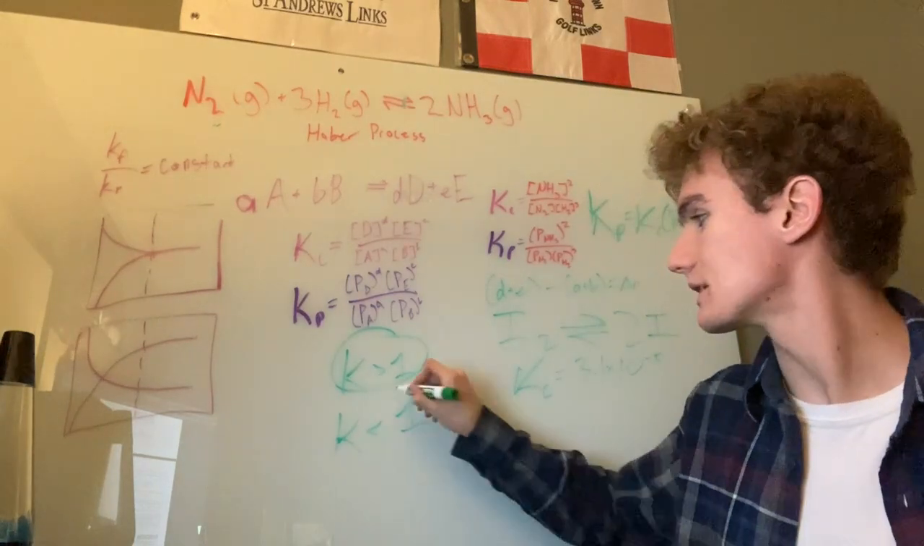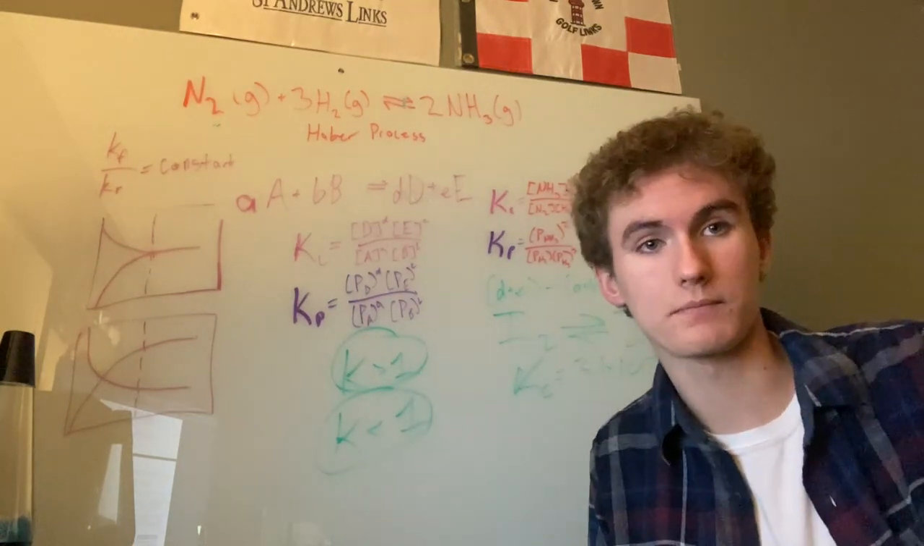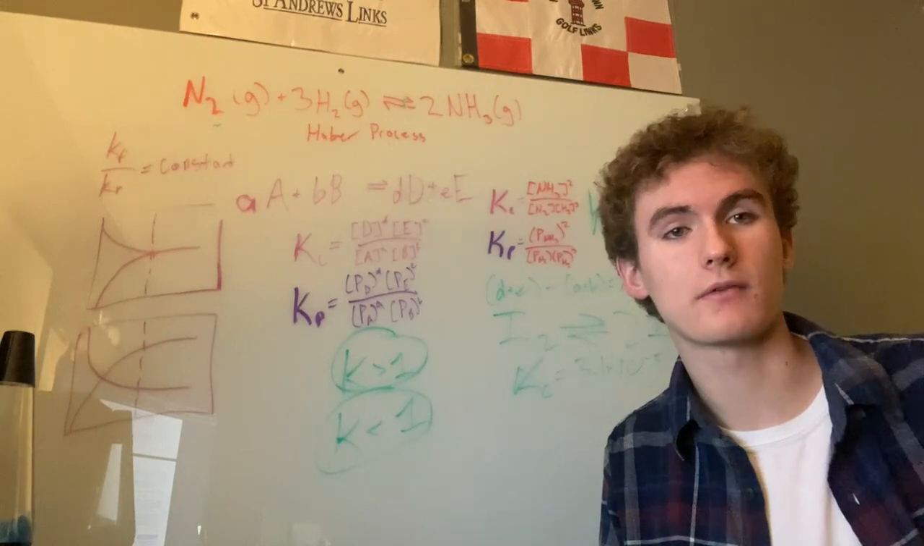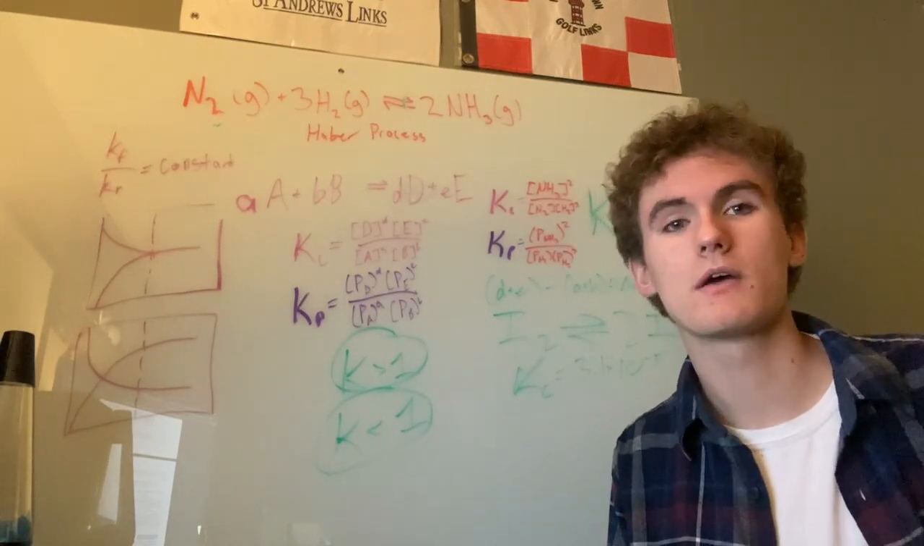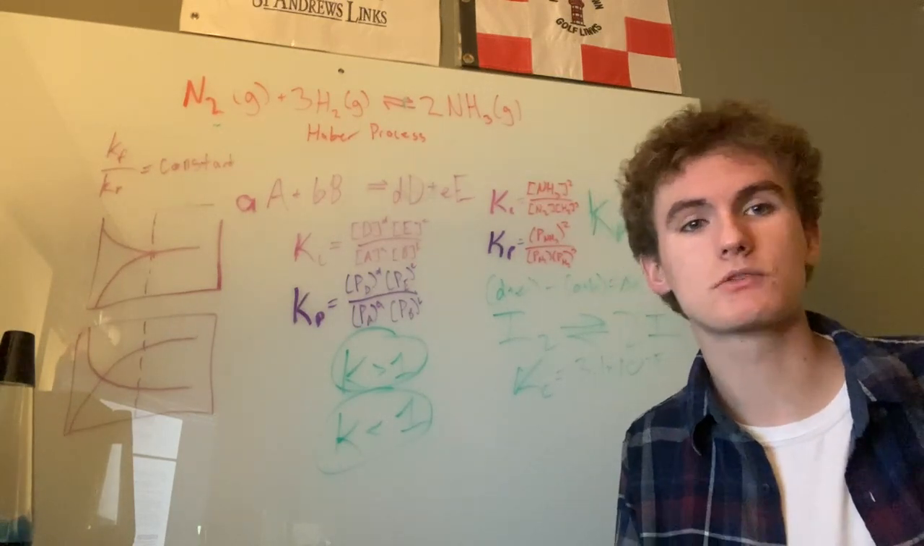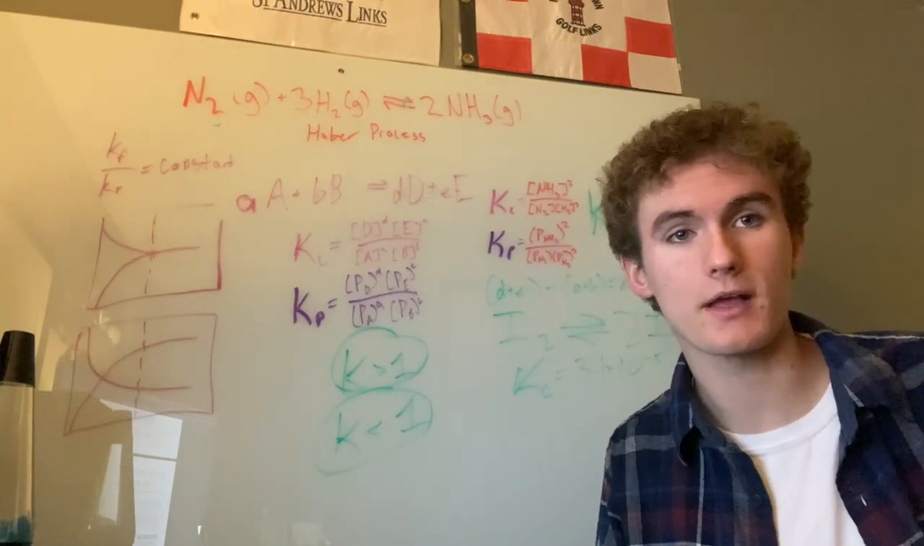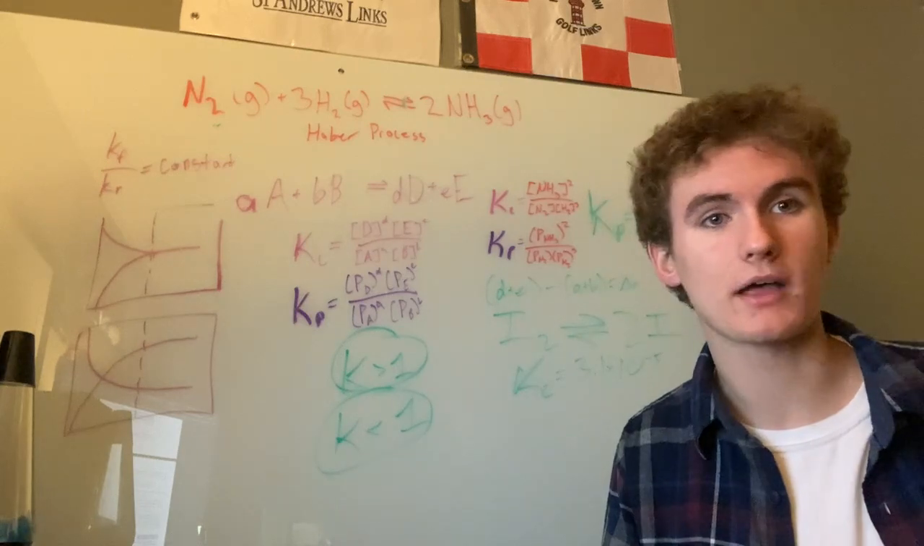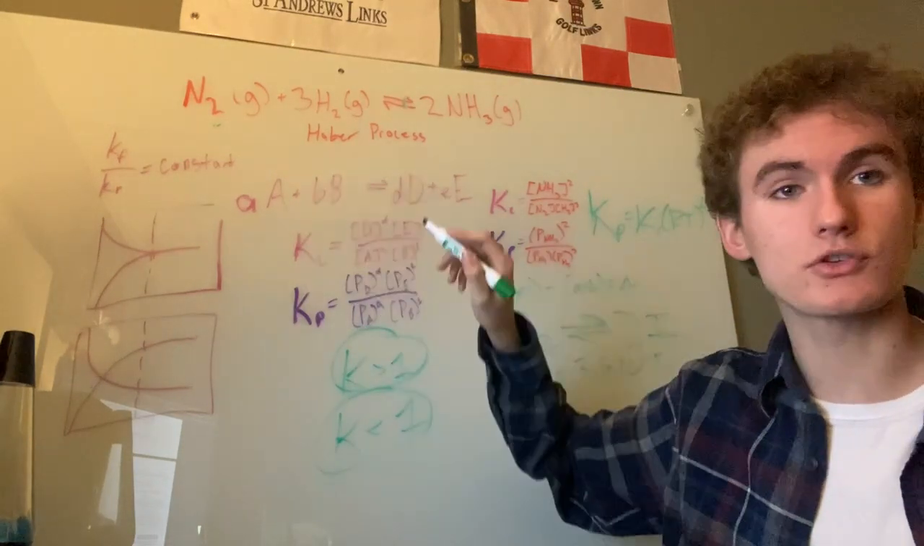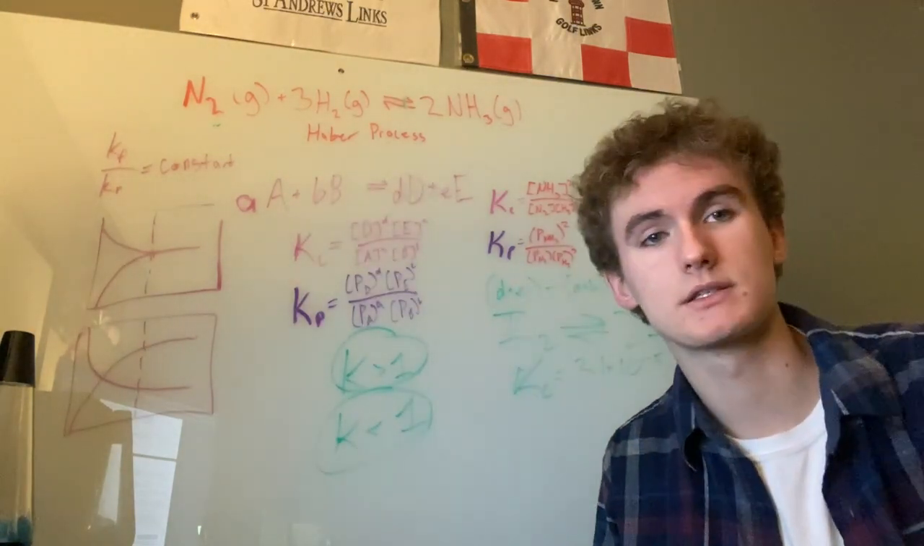If we have the opposite, K is less than 1, then we're going to favor the opposite. We're going to be favoring the reactants because we have more reactants on the bottom. It's going to lead to a smaller K value. So we're going to be favoring the left side of the equation, the reactants.